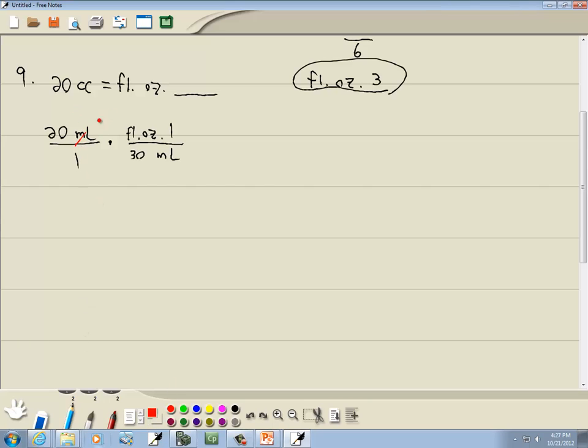Well, the milliliters cancel there. And we got 20 over 30 left, fluid ounces. And first thing I'll do is put in fraction form. I can divide top and bottom by 10, so that gives us 2/3. And now I'll put it into decimal. 2 divided by 3 gives us, and I'll take it to 2 decimal places, 0.67.